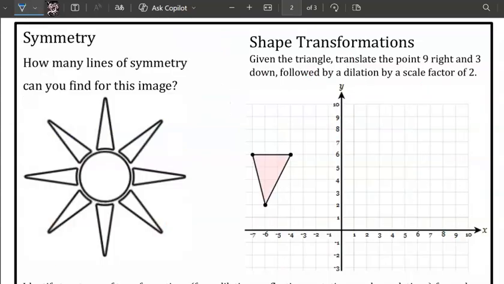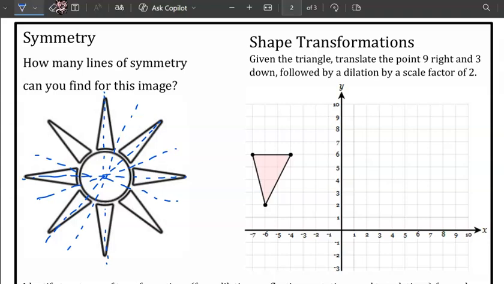Symmetry. How many lines of symmetry can you find for this image? Let's see, we have one right here. We have one right here. And then right here. And then 7, 8. Looks like we have 8 lines of symmetry.